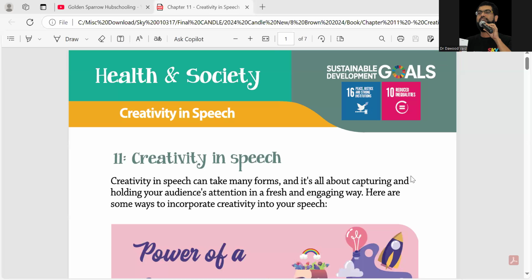And today we are doing theme number 11, Health and Society. And we are looking at the idea of great speech. The skill tag that we are looking into is creative thinking, and the SDG tags are goal number 10 and 16. Based on a lot of conversation, any of these goals can apply, including further goals that we think of.